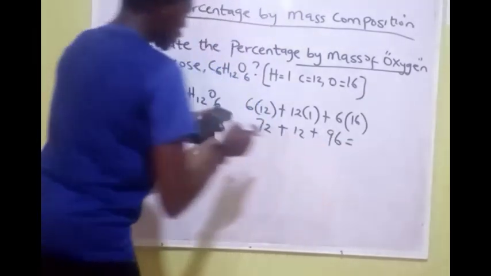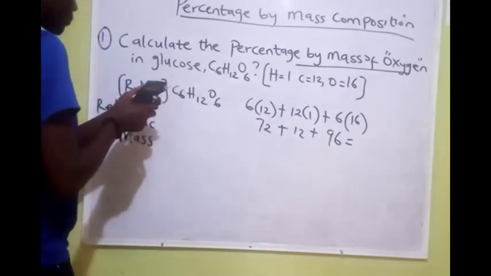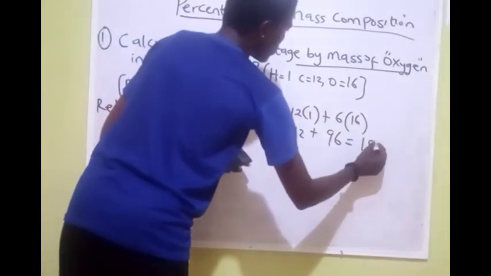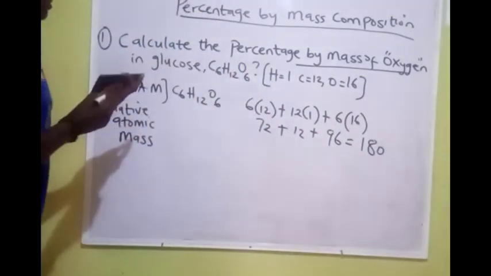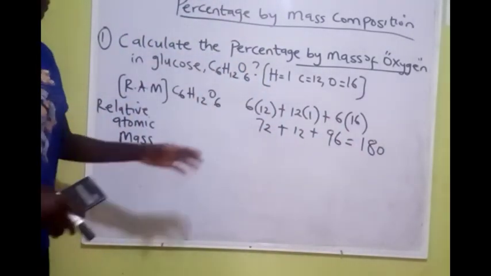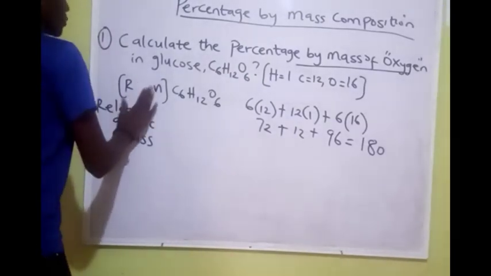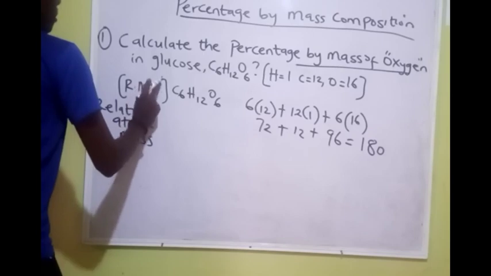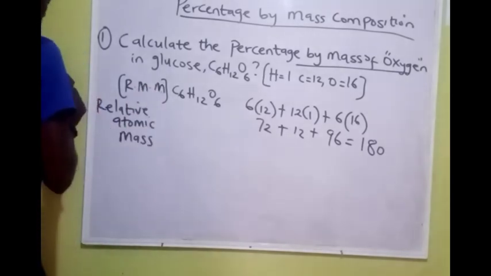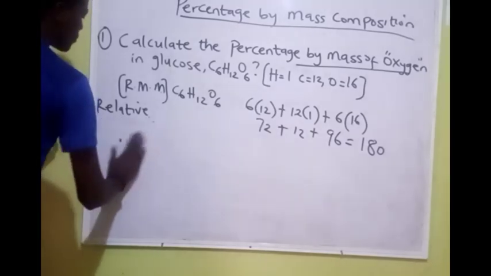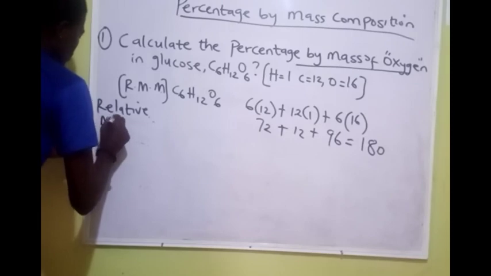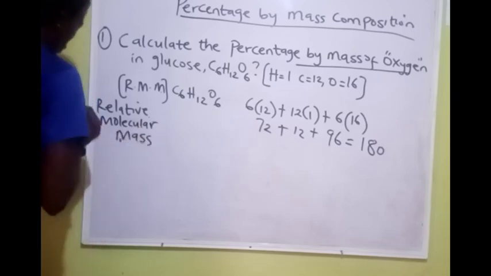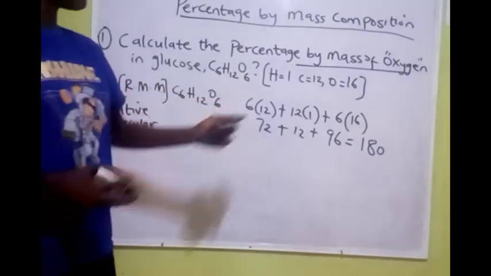16 times 6 is equal to 96. So we have a subtotal. We're going to add all of them. 72 plus 12 plus 96 will give us 180. So 180 is the relative molecular mass, RMM. So the relative molecular mass of this compound here is 180.